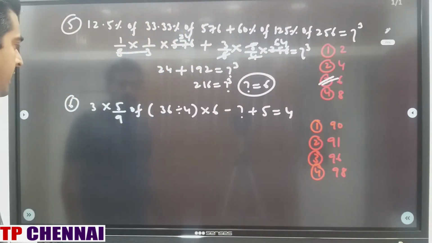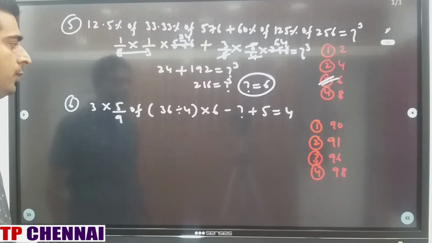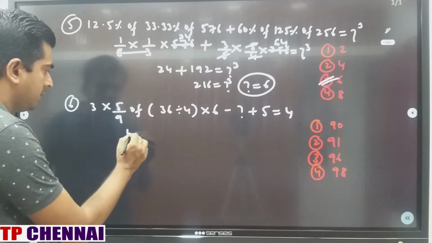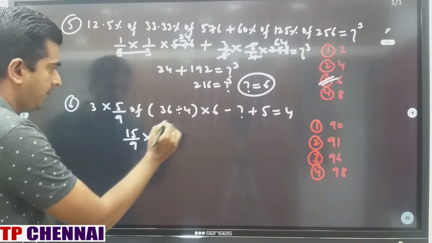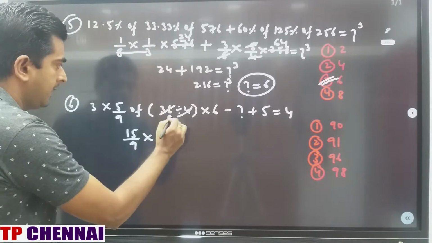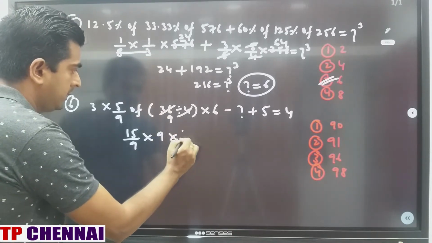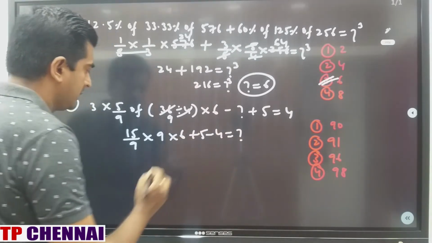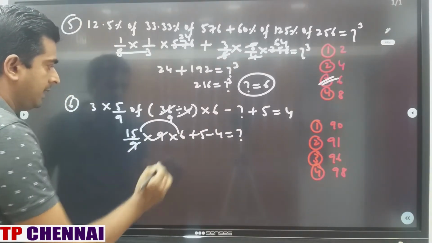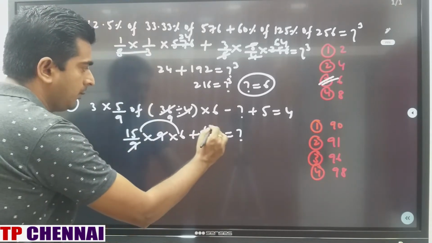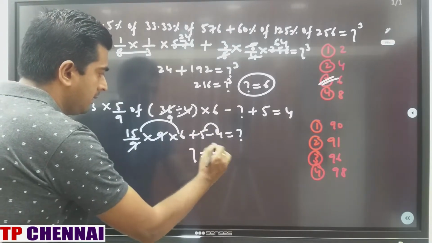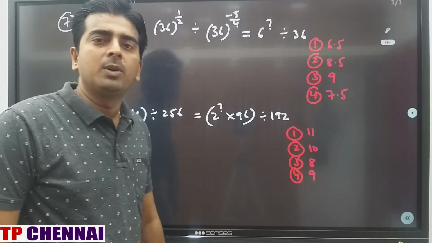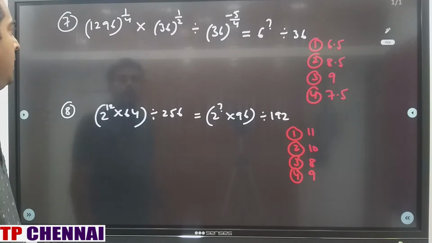Next one, 3 into 5 by 9 of 36 divided by 4 into 6 minus question mark plus 5 is equal to 4. This is how much? 15 by 9 of, this is how much? 9 into 6 plus 5 minus 4 is equal to question mark. 9 and 9 will go. What is 15 into 6? 90. 90 plus 1. What is the answer? 91. My answer is second option, 91. I hope you are clear with sixth one. Now we will see seventh one.